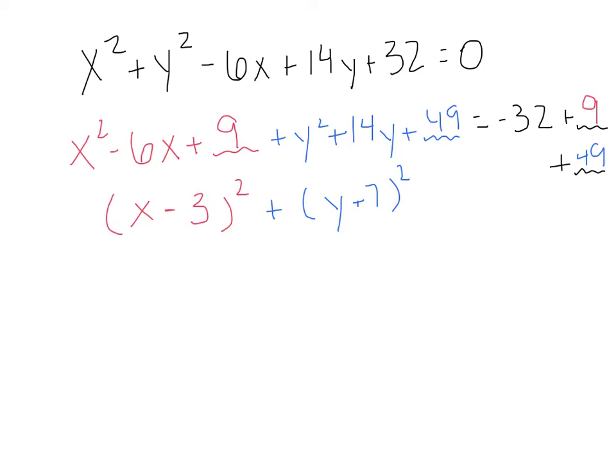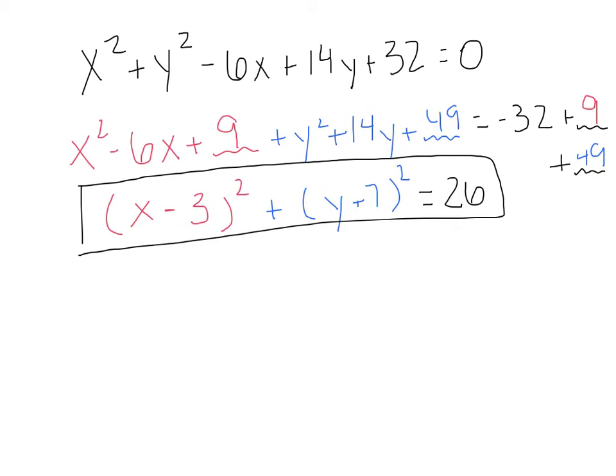So that's what also goes on the other side of the equation. Now, we're almost ready. We almost have our graphing form. All we need to do is simplify the right-hand side. So we need to do negative 32 plus 9 plus 49. This gives us a total of 26. I think, check my math. Yep.